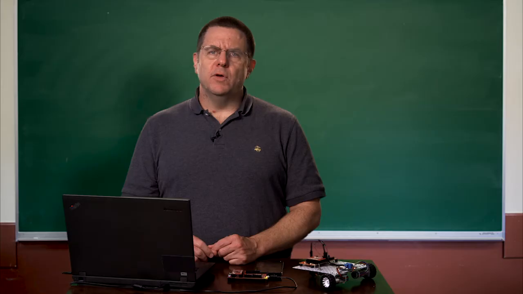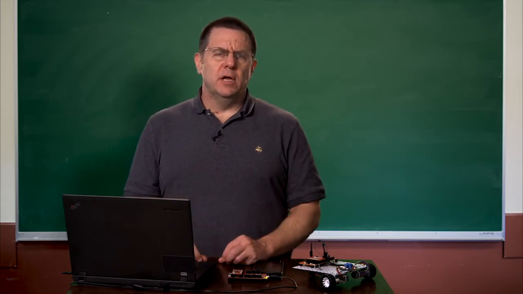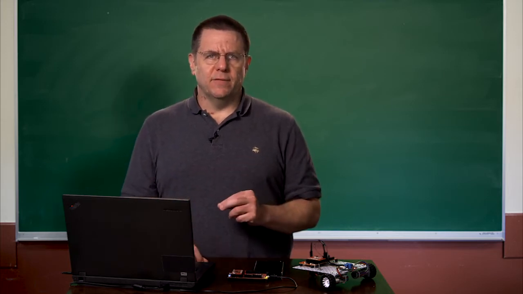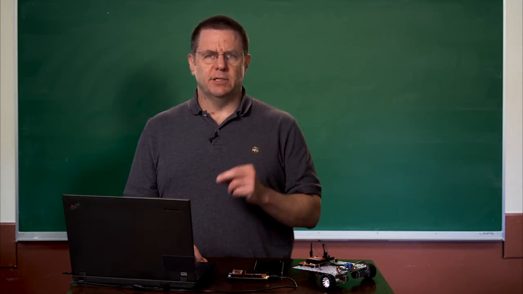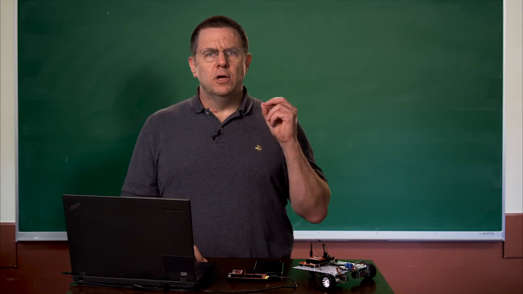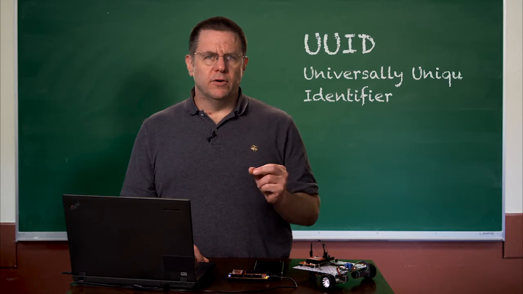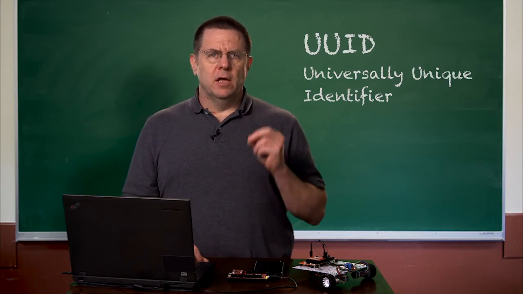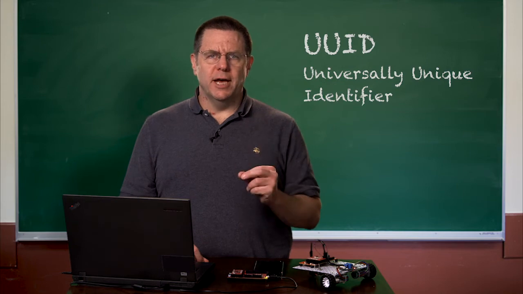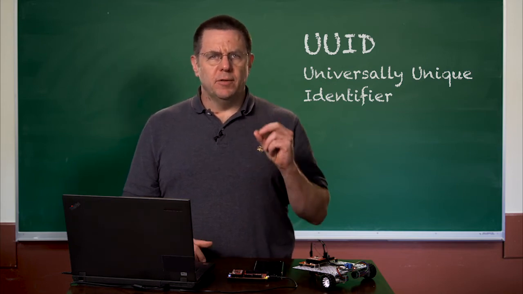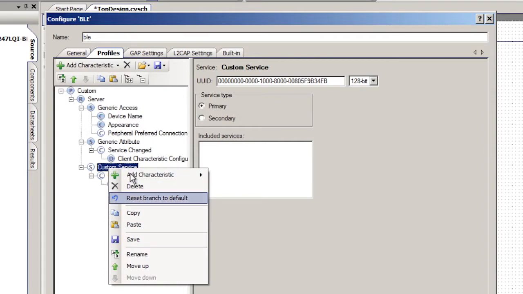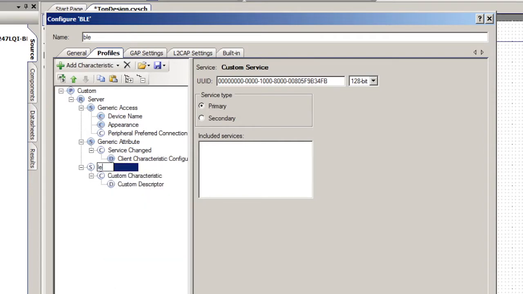I'm going to create a service that has two characteristics in it. One characteristic will be for the LED, and the other characteristic will be for CapSense. Those two characteristics are going to be grouped together into a custom service. That service is going to be called the LED CapSense service, and it will have its own unique identifier. Those unique identifiers are called universally unique identifiers. The UUID we're going to tell the Android phone app so that it will be able to find devices that have that service.